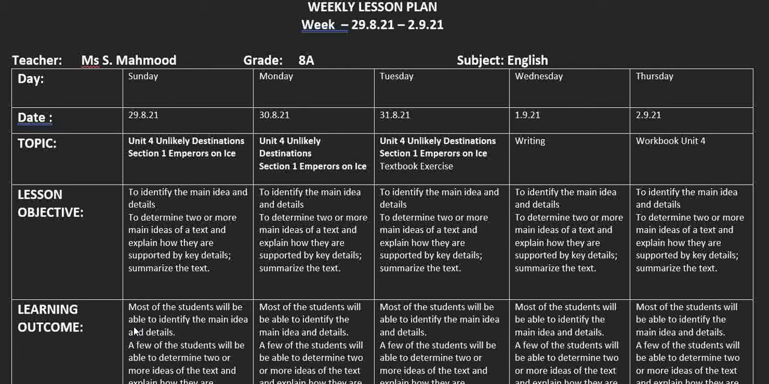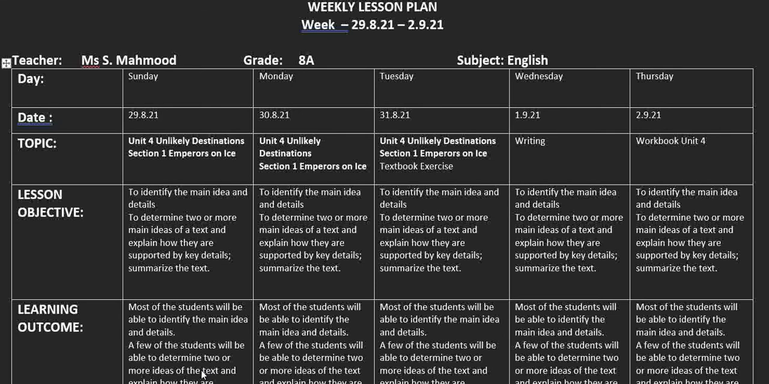As for the learning outcomes, it is expected that most of you will be able to identify the main ideas and details. Quite a few of you are expected to be able to discuss with your peers, in your groups, and a few of you will be able to determine two or more main ideas of the text and explain how they are related to details, and you'll be able to summarize the text. This is how the lesson is built.